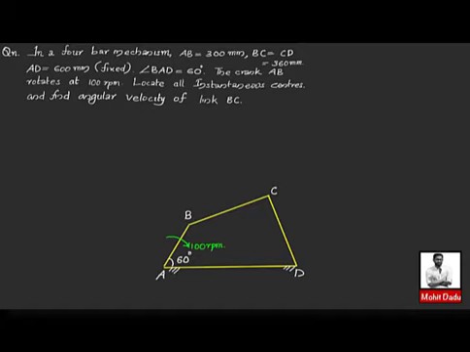So first you have to understand, for a mechanism which is having n number of links, the number of instantaneous centers is given by n into n minus 1 by 2. So here you are having a 4-bar mechanism, n equal to 4. Therefore, the number of instantaneous centers will be equal to 4 into 4 minus 1, 3, divided by 2, which is equal to 6. So for this 4-bar mechanism, there are 6 instantaneous centers.